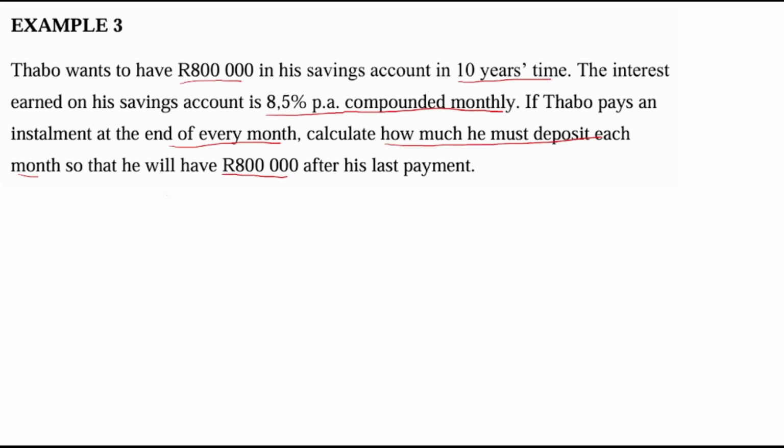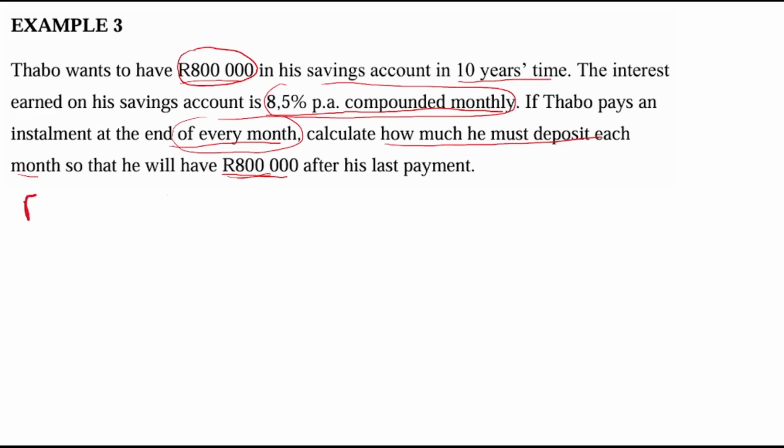So what type of annuity is this? This is the future value annuity because it's savings. He's saving for the future. So he wants to get 800,000 in 10 years time. So this is the future value that he wants to have, right? And then the interest rate is 8.5% per annum compounded monthly and he is making monthly deposits. So how much must he deposit every month to get this 800,000 at the end of 10 years? Right? So we're agreeing that this is the future value annuity.